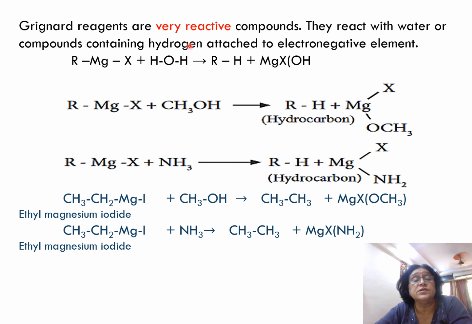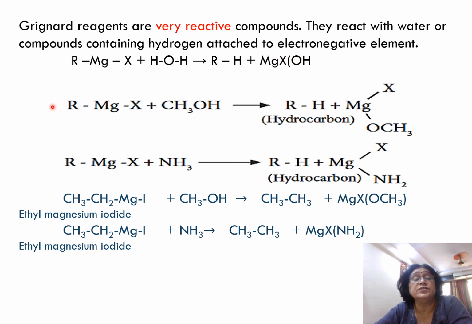Grignard reagent is a very reactive compound. It reacts with water and compounds containing hydrogen attached to an electronegative element. So here you see Grignard reagent reacts with water, and as I told you, R carries a delta negative charge and magnesium carries a delta positive charge. So this attacks the positive part. This alkyl group attacks H and forms a hydrocarbon, and hydroxy magnesium halide is formed.